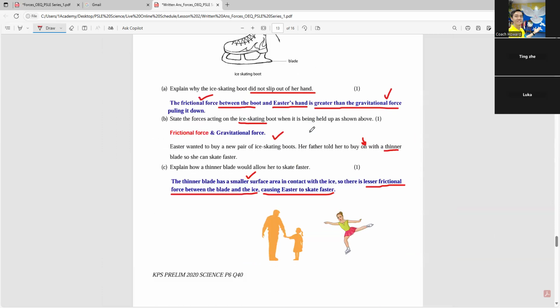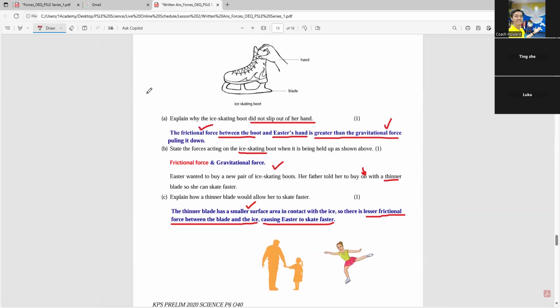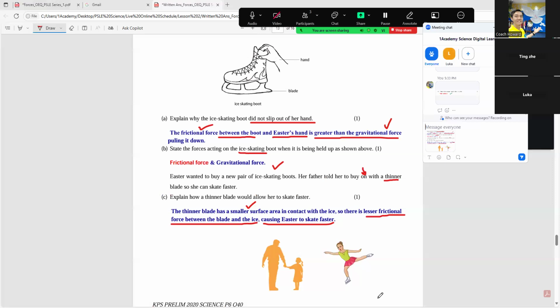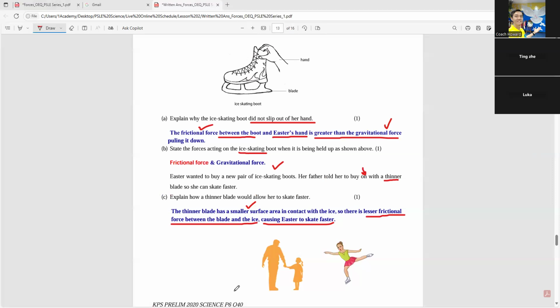So this is a question that actually appeared in the actual prelim examination, which you can see is stated there: 2020 science exam. KPS is Kranji Primary School. So this question is a good question to practise.